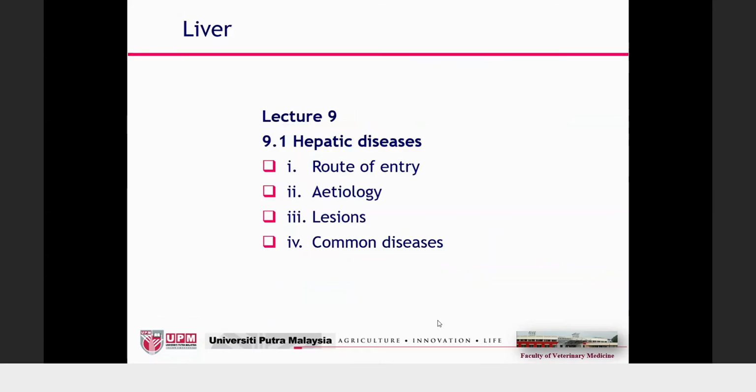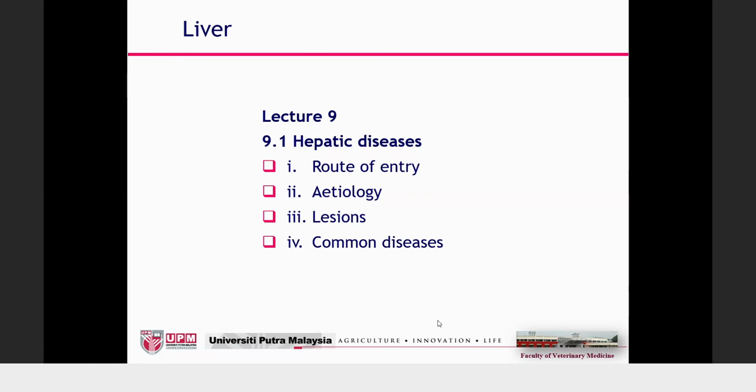So with regard to the liver, today we're going to cover more on the hepatic diseases. Before we start on the hepatic diseases, we can look at the route of entry of the agent into the liver. Later on, we can foresee that there are many routes of entry that might lead to infection. The agent could enter the organ, leading to formation of lesions, and if severe enough, could lead to disturbances in the function of the liver. I think I discussed the function of the liver in the previous lecture.